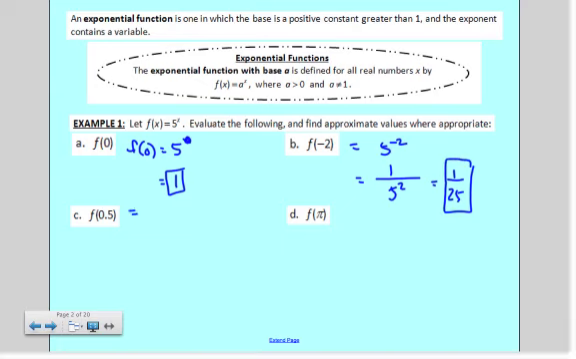This one, we've got f of 0.5 equals 5 to the 0.5. That's kind of cool, because what is 0.5 the same as? 1/2. And what's a fractional exponent? Square root of 5. There you go. See, this is old stuff.